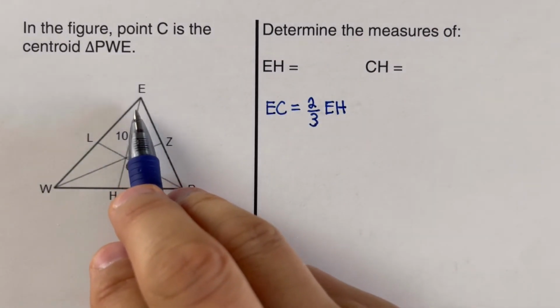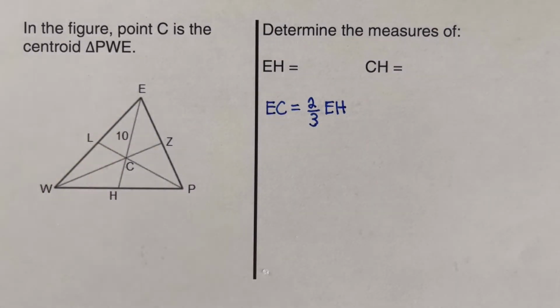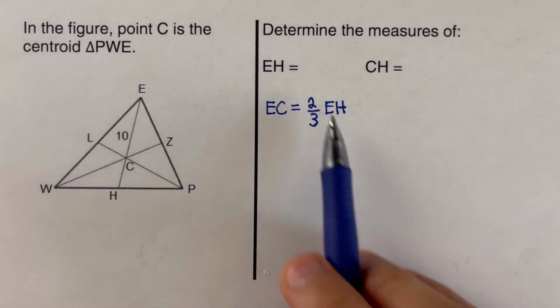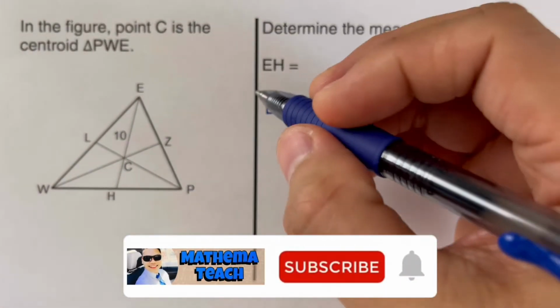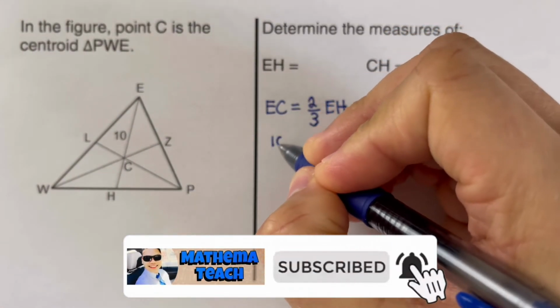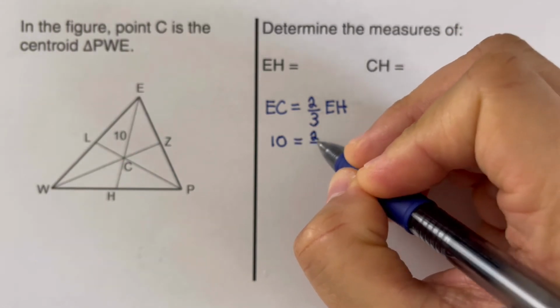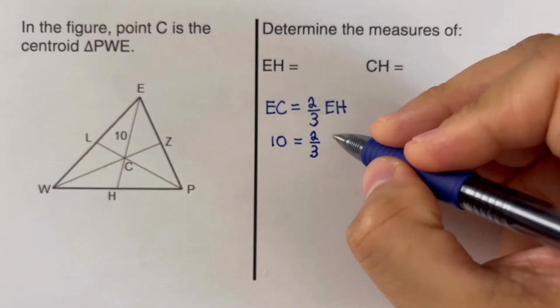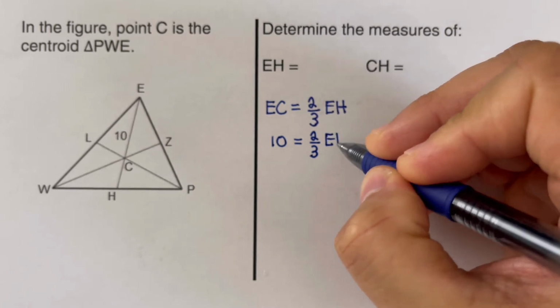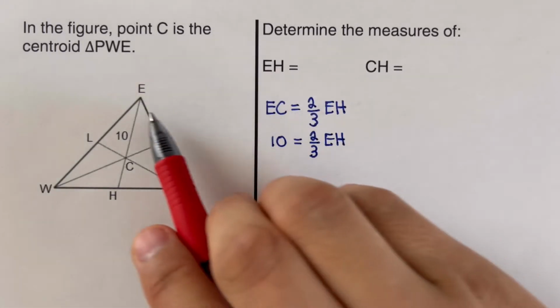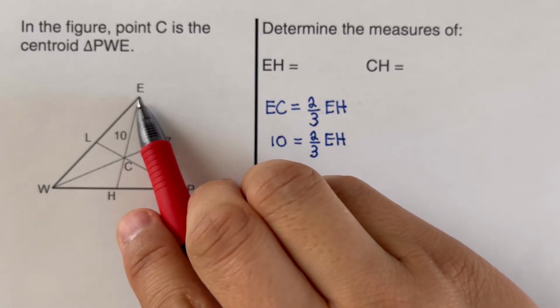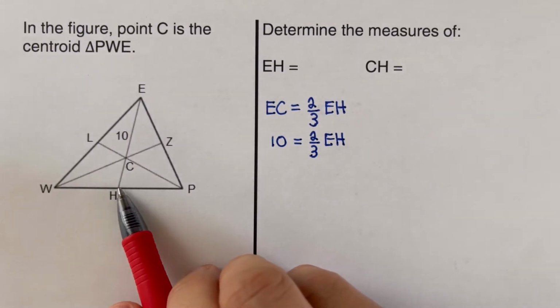And we're focusing on this median right here. So we plug values in. Looking at this problem here, we want to solve for EH, but we're given EC. So we can say that our EC is 10 and that is equal to 2/3 of EH, which is missing, so we just keep that as EH. What we are going to do next is solve for EH. This is the first one that we need to determine. That means how long is the distance from E going to the midpoint H.